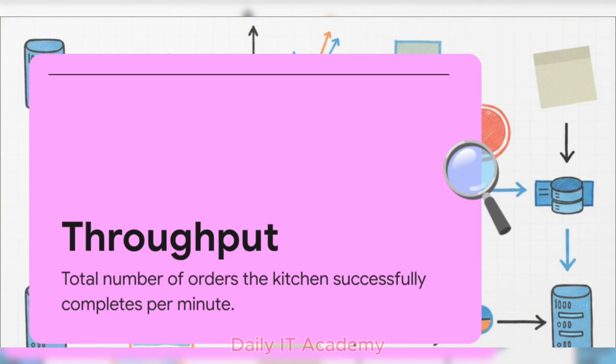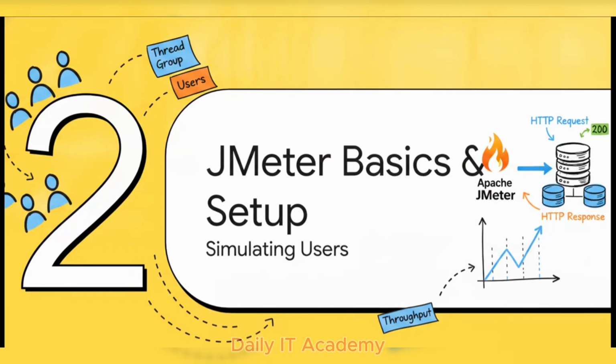It's just like a real kitchen. If more customers arrive faster than the chefs can possibly cook, the service slows down, and eventually the whole kitchen halts entirely. Our job as performance engineers is to stress test that kitchen before opening night. Moving right along to section 2, JMeter basics and setup.